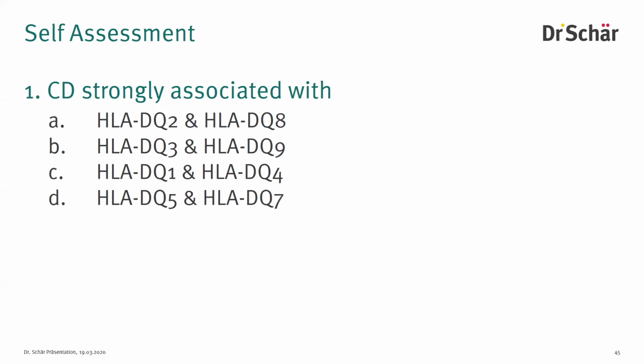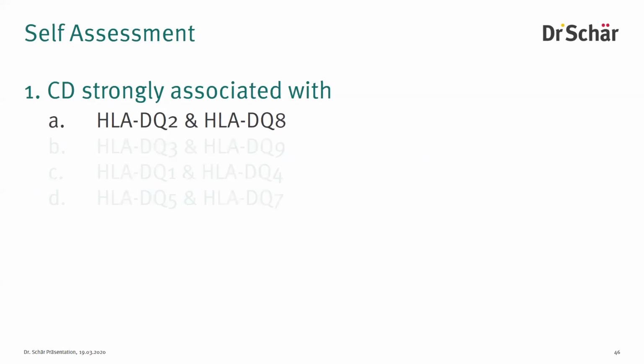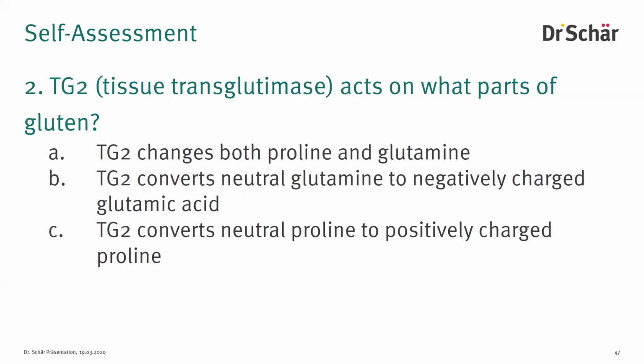All right, so celiac disease is strongly associated with which one of these? All right, most of you got that one. The correct answer is A. Celiac disease is strongly associated with the HLA-DQ2 and DQ8 molecules. The pathogenesis we know is related to genetic factors.